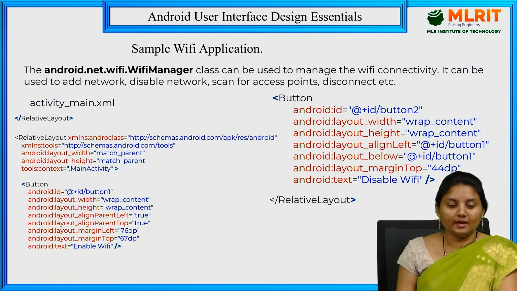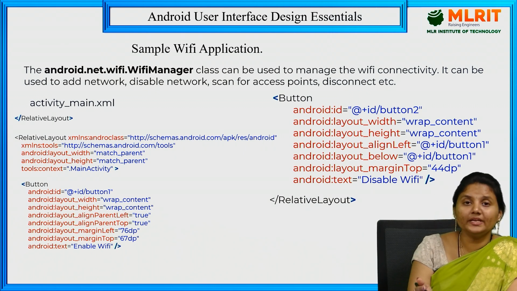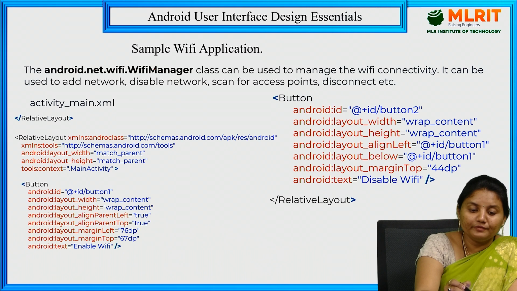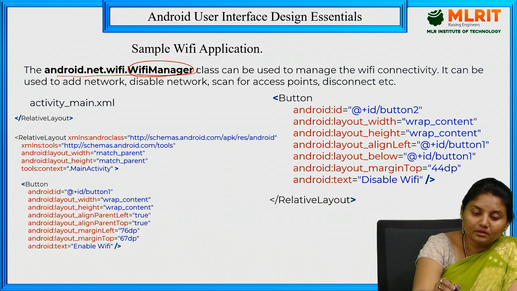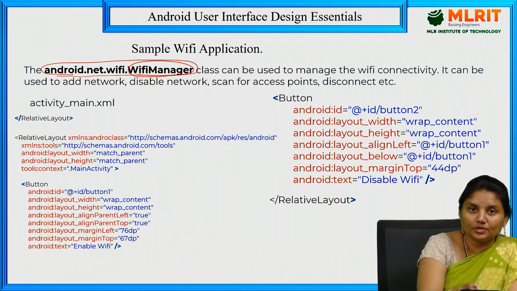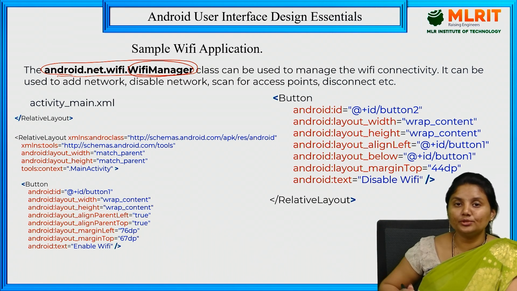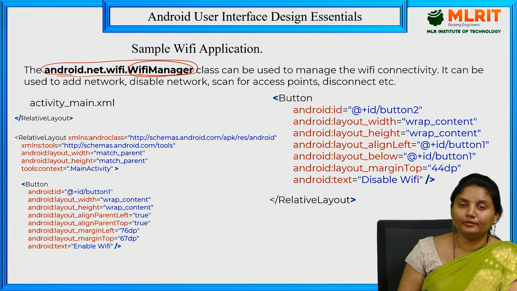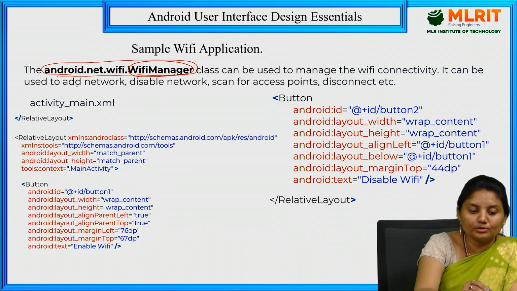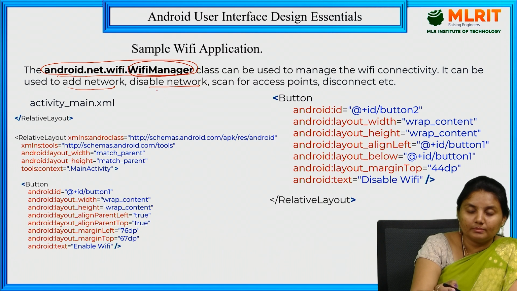In this sample Wi-Fi application you need the class android.net.wifi.WifiManager. The WifiManager class can be used to manage the Wi-Fi connectivity. Unless you import this package, this library, you cannot use the Wi-Fi manager. Wi-Fi manager helps us to monitor and manage the on and off of your Wi-Fi connectivity. It can be used to add a network, which means enabling it, to disable the network, to scan for access points, disconnect, etc.